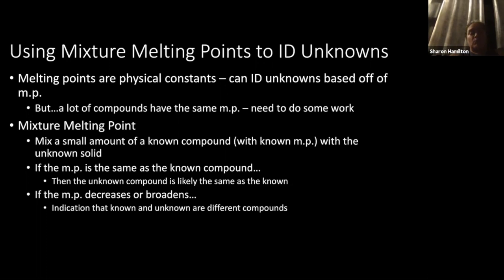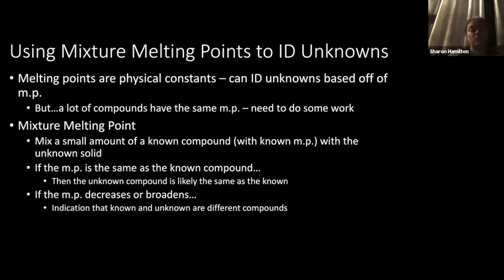Once you mix these two compounds up, you take a melting point of the mixture. If the melting point of the mixture is the same as that of the known compound, then your unknown compound is likely the same as the known. Effectively, there's no impurity in that mixture, or what you thought was a mixture, therefore the melting point doesn't change.